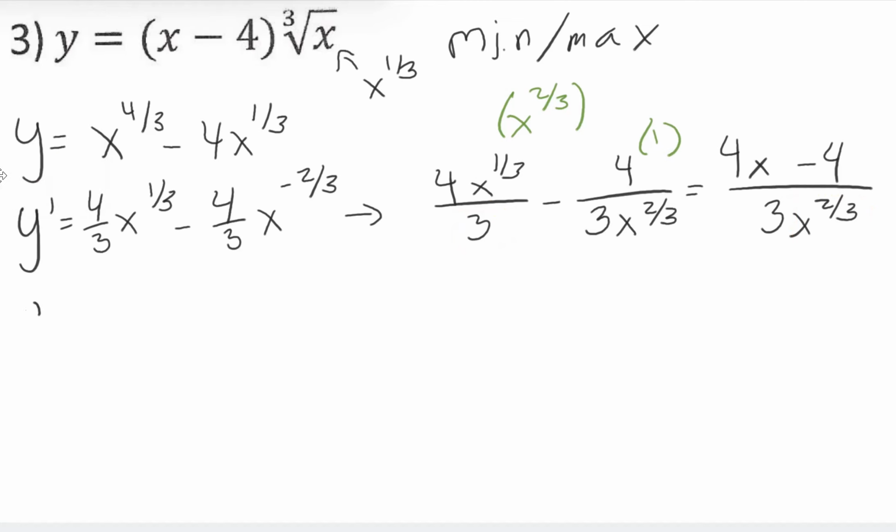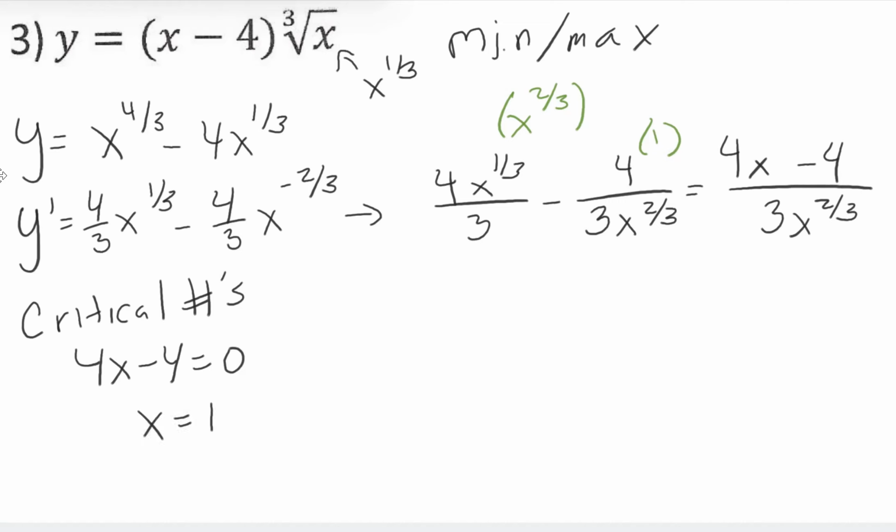All right. So that's linear critical numbers. So I have 4x minus 4 equals 0, so x equals 1. And then 3x to the 2/3 equals 0, so x equals 0.